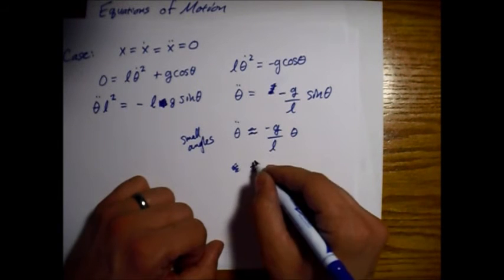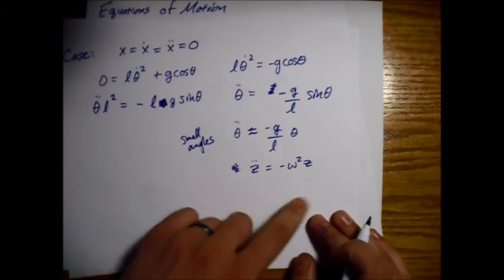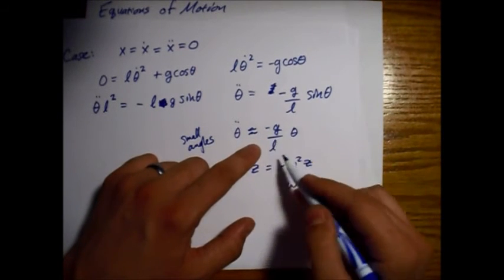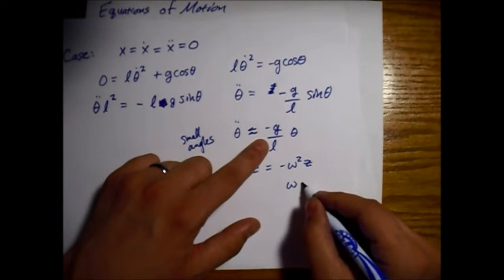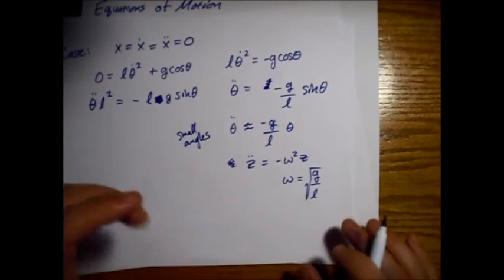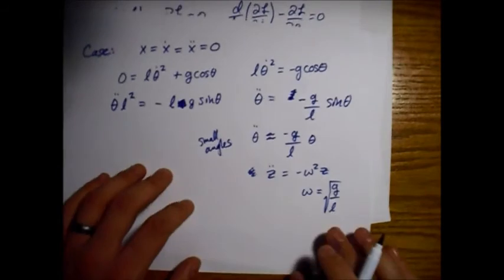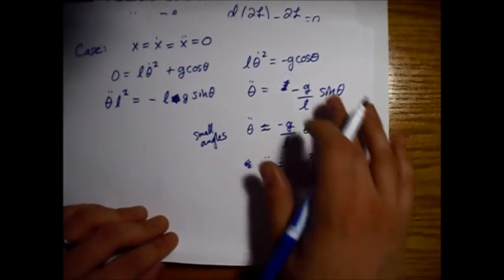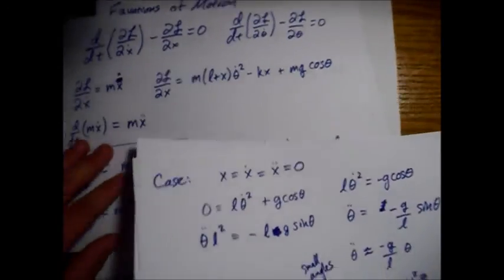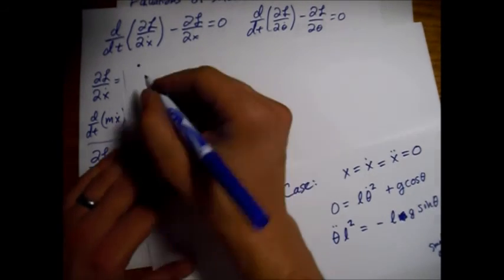I'll just use z. z double dot equals minus omega squared z. So here the frequency of oscillation at this small angle is equal to the square root of g over L. Classic pendulum. So that part, except for this confusing minus sign, seems to check out. And we also found that extra mass in our equations of motion. So, great.